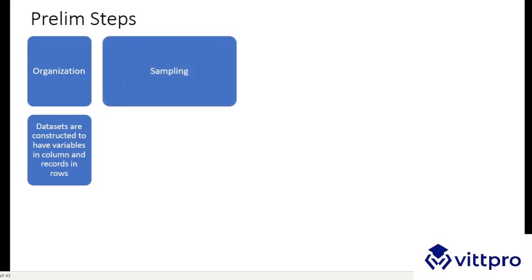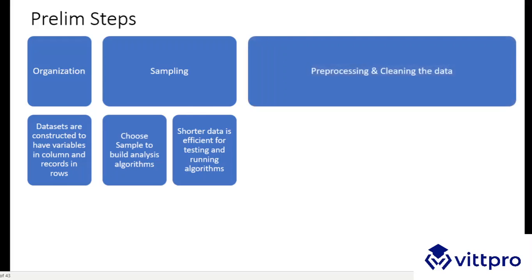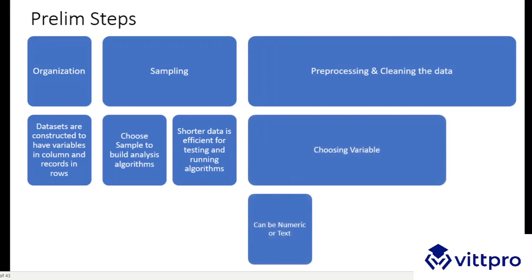Then you select a sample. Sample means choose one sample to build the analysis algorithm. The shorter the data is better, right? Because you don't want to have a huge data just for driving the algorithm, because then it's more confusing. And then you will do the pre-processing. So you will choose the variables. Now variables should be numeric. You don't want to create variables which are non-numeric, like text such as yes or no, logical text. Otherwise it will be very difficult to align them into the results.